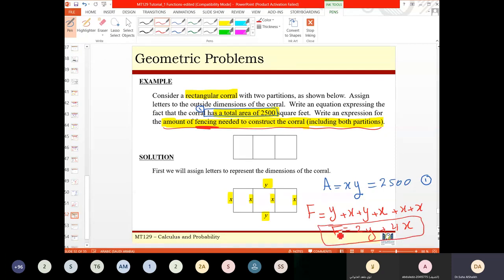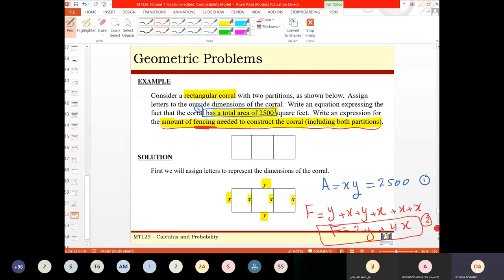Yes, why not, this could come in the exam. And also later on we will do it as an application of the derivative. We will apply it in the derivative. So the fencing, the fence, means we are going around it with a complete fence. So that means I'm going around all the lines that I have here: Y, X, Y, X, X and X, the two partitions. So I have 4 X's and 2 Y's. So it is 2Y plus 4X. And this answers the question. This is part 2 of the question. This one is for the area and this one is for the fencing.